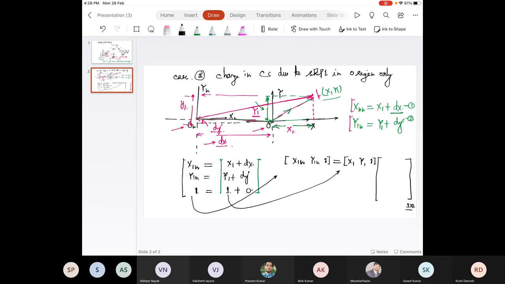So to get this, what you need to do is multiply this entire vector with this matrix. Let's see how you will get the x1n equation. We have x1, so at the position of x1, it should be 1. Now at this position we have dx. No value at the y1 position, so it comes out to be 0. And at position 1, it's dx.